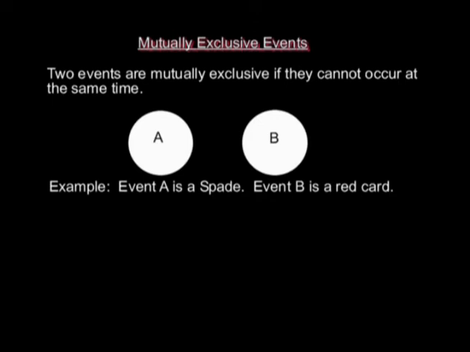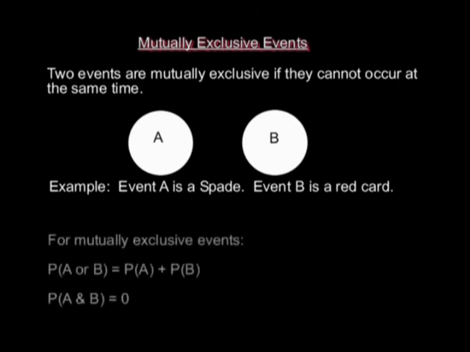Here you can see that events A and B are mutually exclusive. They are separate from each other. An example would be event A is a spade and event B is a red card. Since no spades are red cards, those two events would be mutually exclusive. For mutually exclusive events, the probability of A or B is equal to the probability of A plus the probability of B. And the probability of A and B will always equal 0 since the two events cannot occur at the same time.